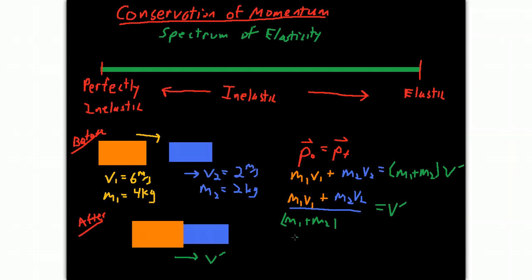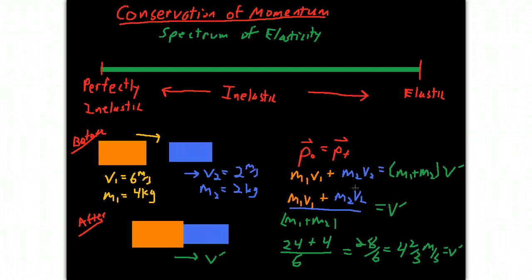So I'll plug in some numbers and I'll have 6 times 4 is 24 plus 4 divided by the total mass, which is 6, and so we have 28 sixths, or what would that be? Something like 4 2/3 meters per second will be the final velocity. So it's going to be going somewhere in between the speeds of these ones.